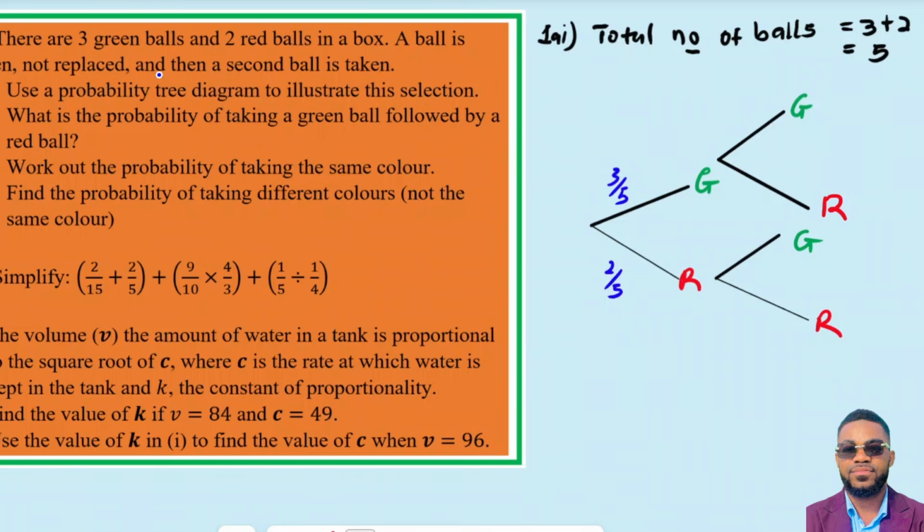Now you should know that when a ball is taken, it is not replaced. So this is selection without replacement. In this context, we call it a dependent event, because when you take a green ball from the box, the total number of items will be reduced by 1, and that will affect the probability of the next ball that you take. So this is a dependent event.